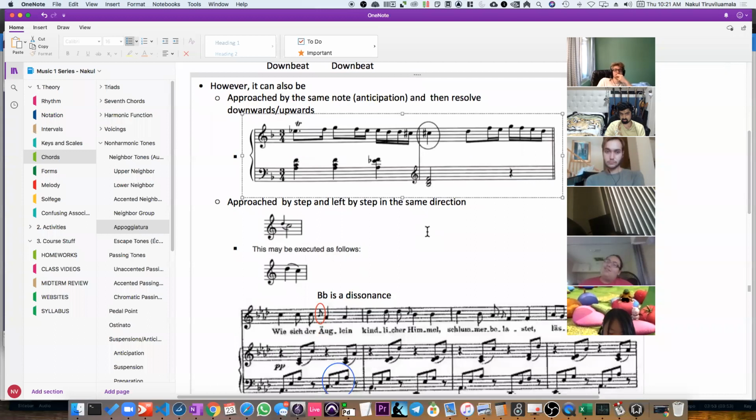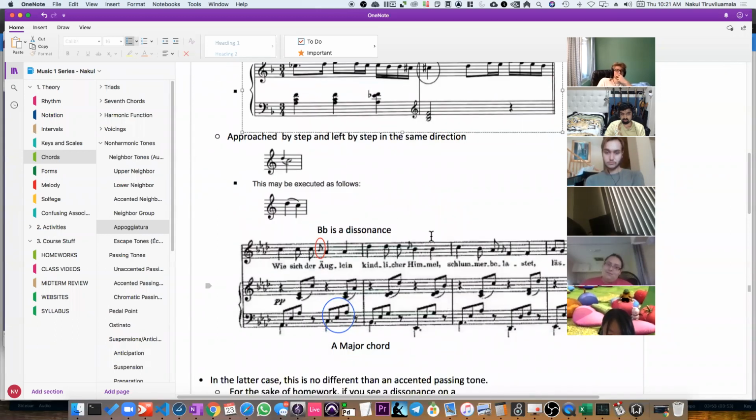What's even more maddening is that right here, you actually have, whoops. I'm playing this rhythm wrong, I apologize. Okay. So what you have here, this is also an appoggiatura.